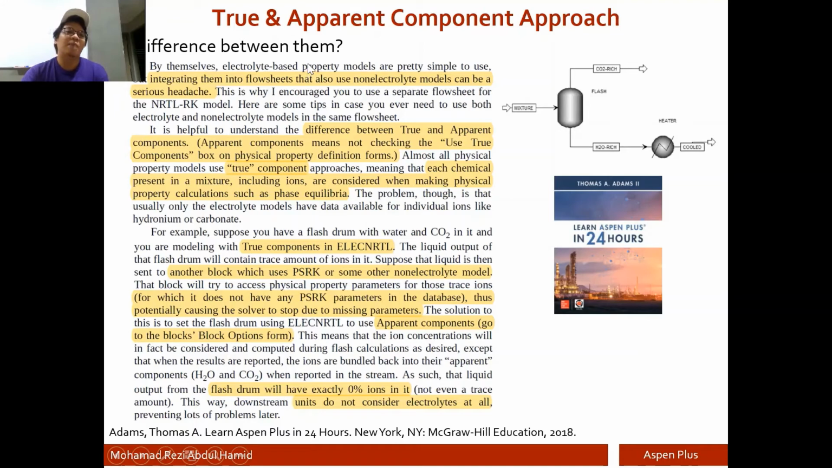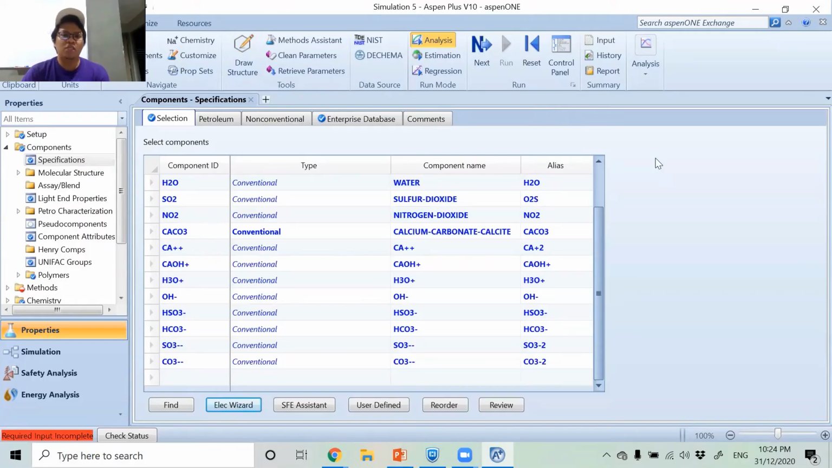However, if we choose the apparent component approach, what's leaving the flash column will be a pure component, a charged neutral component. There will be no ions because all the anions and cations will be combined together with the pure species, and they will enter the heater, and the heater will have no issues calculating, converging, and getting the final result. Okay, let's continue our simulation.